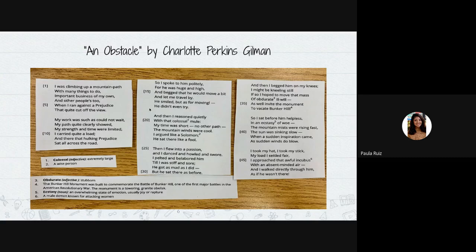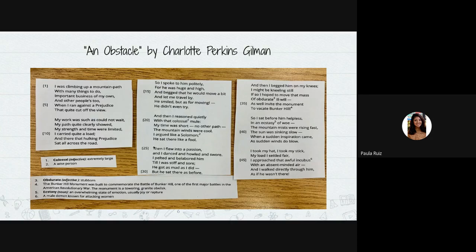So she starts by identifying the conflict. She runs into prejudice, right? Okay. So first, she speaks to him politely. So if you were to cite evidence, you would directly quote in quotation marks. So "I spoke to him politely." Okay. That's the first reaction that we see. The next piece of evidence we can pull from here is, "and then I reasoned quietly." Okay, so these are kind of similar.